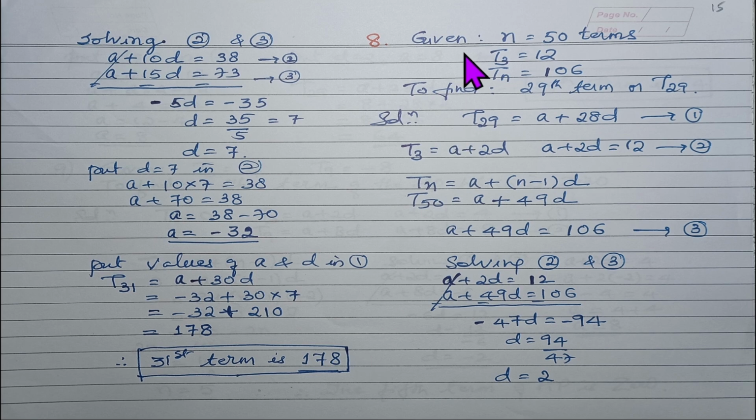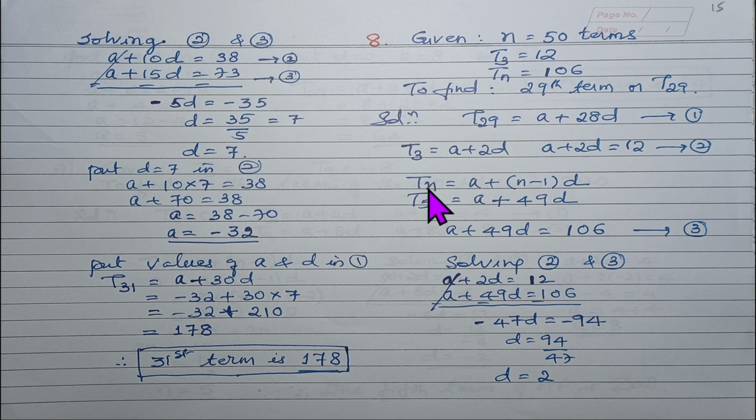Now here in the 8th example, we are given the number of terms are 50, the third term is 12, the nth term is 106, and we have to find the 29th term. Now to find the 29th term, as per the formula Tn is equal to a plus n minus 1 into d, we get T29 is equal to a plus 28d. Now there are two unknowns again here, so we have to find them. So let us take the first equation, T3 is equal to 12, and therefore a plus 2d is equal to 12, that is one equation.